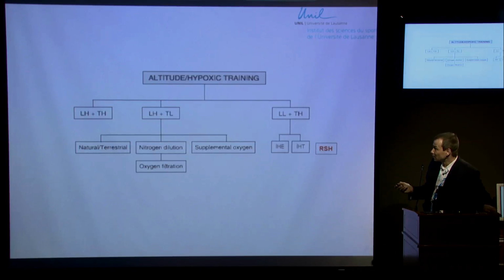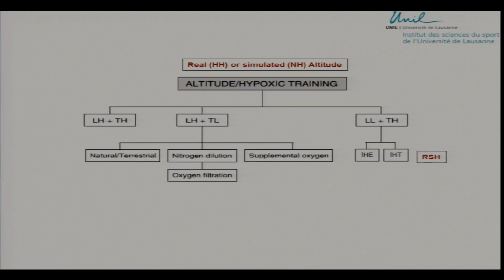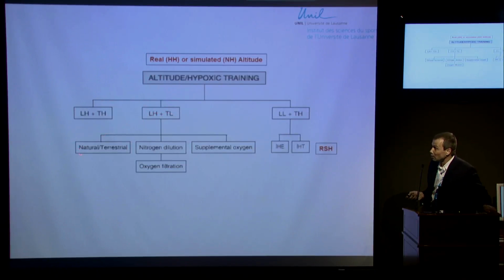The other thing that is missing, in our view, is the differences between real and simulated altitude. You can see here in the high-low method, it was mentioned the natural terrestrial altitude, that would be hypobaric hypoxia, versus the simulated altitude, that would be normobaric hypoxia. But we might also investigate what could be the effect of using HH versus NH in IHT or in RSH.